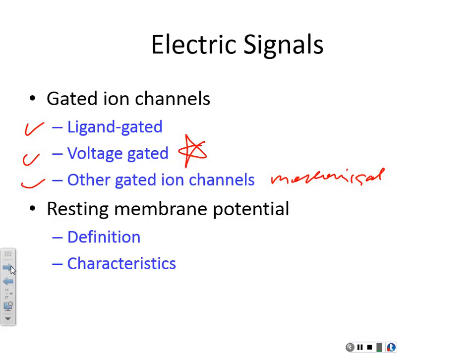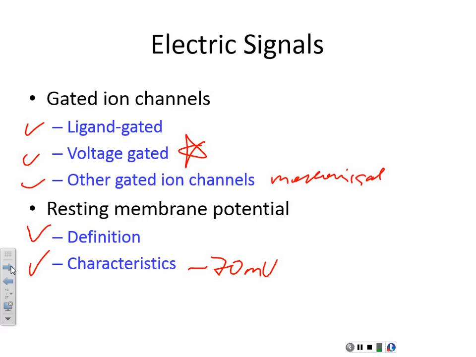All right. So, resting membrane potential. Okay. The definition of it is the membrane potential of a cell when it's not doing anything, when it's not being stimulated, right? And the characteristics of it, there are many, okay? And I gave you a little table, right? Resting membrane potential is minus 70 millivolts for starters, right?